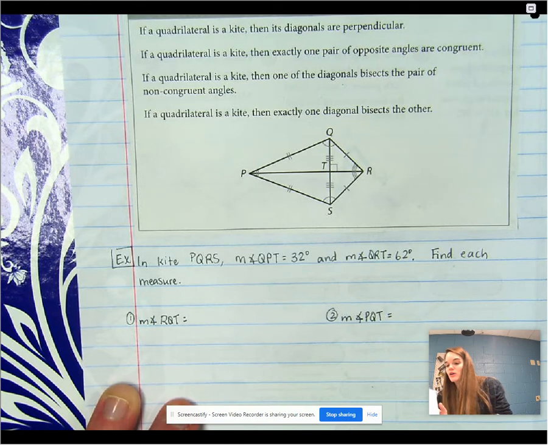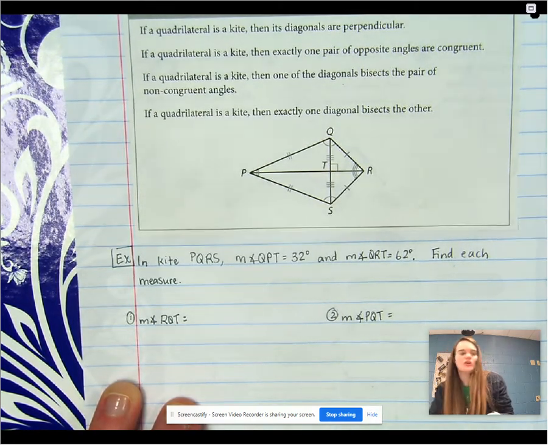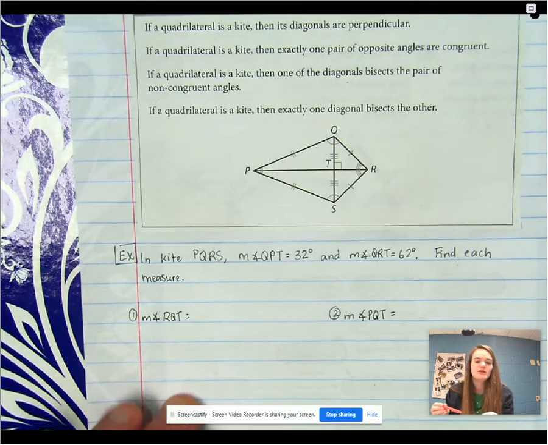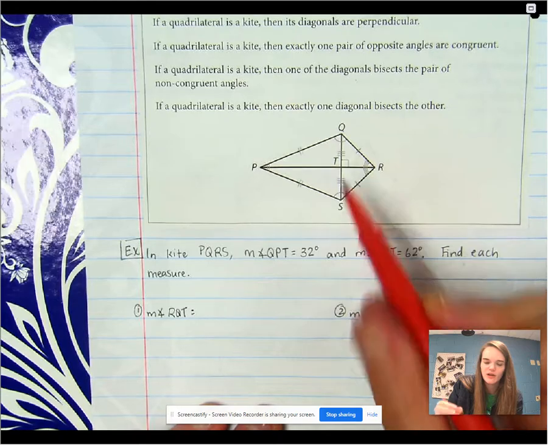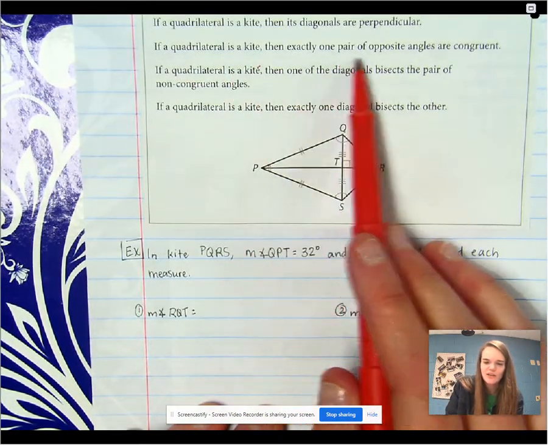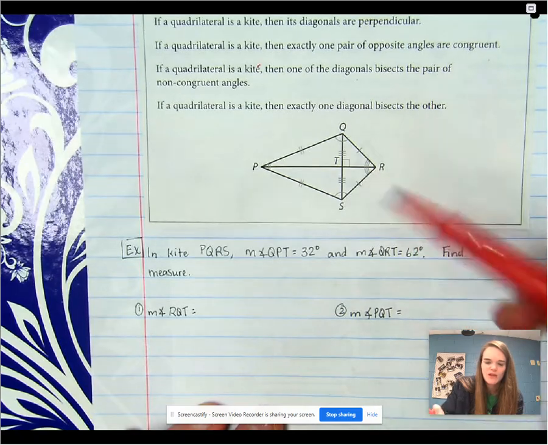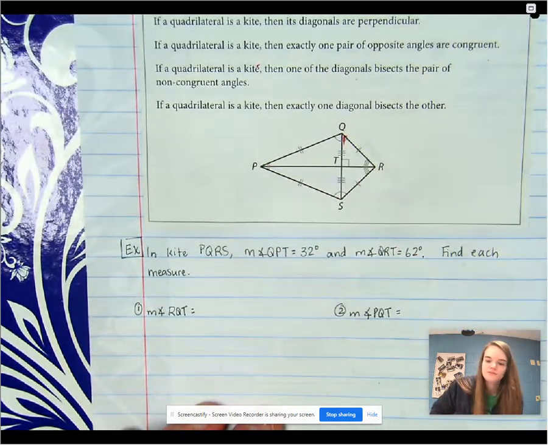So, for kite theorems, if a quadrilateral is a kite, its diagonals are perpendicular. They're not congruent. So they meet at a right angle. That's what the first one is saying. Number 2, if a quadrilateral is a kite, then exactly one pair of opposite angles are congruent. These two are congruent. The others are not.